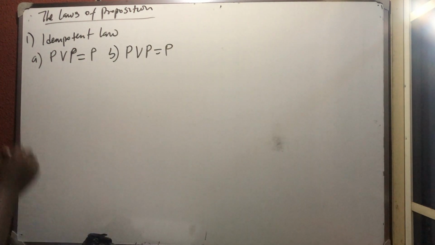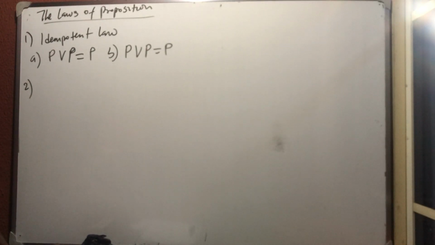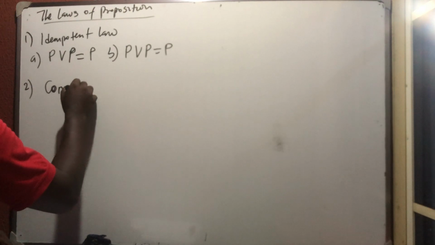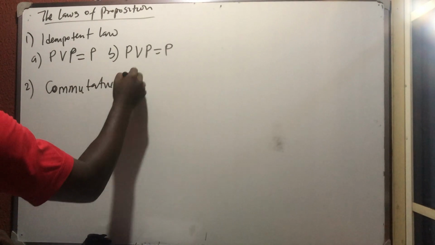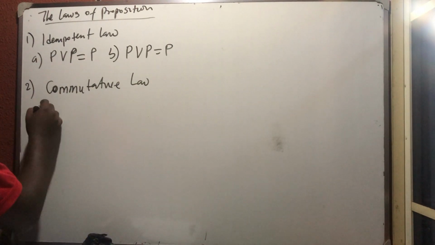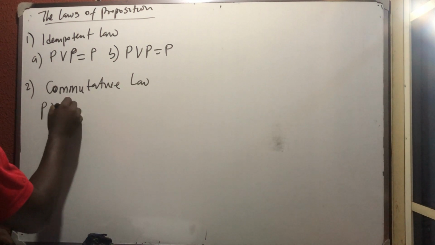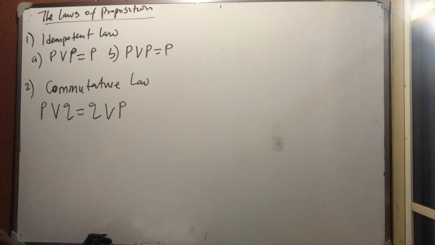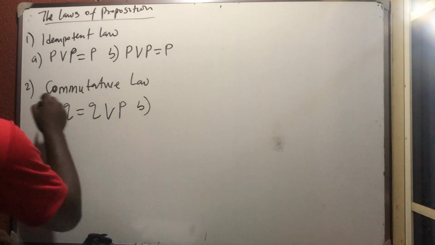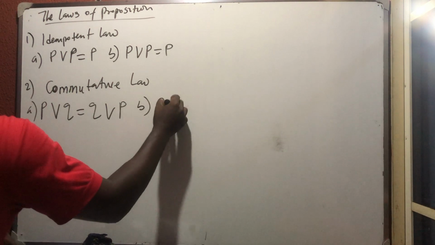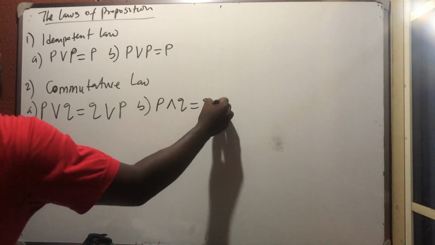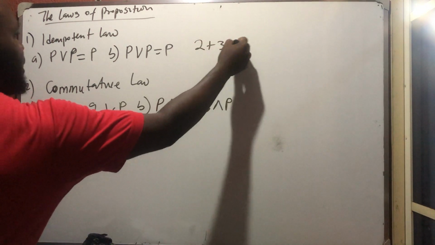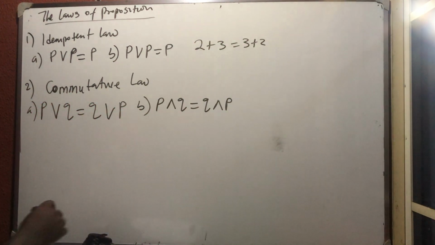That is idempotent. Number two is the commutative law. Commutative law means what? That P or Q is the same as Q or P, and P and Q is the same as Q and P. Commutative means that 2 plus 3 is the same as 3 plus 2. That's the meaning of commutative.